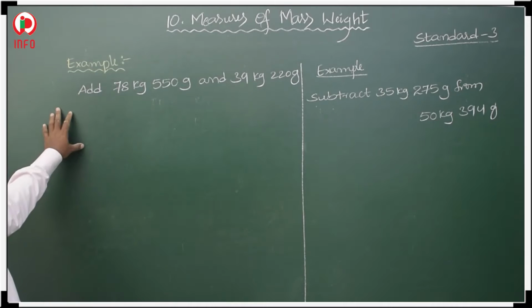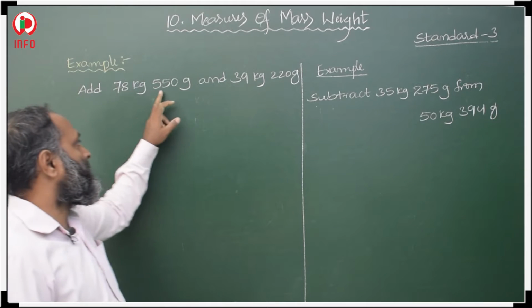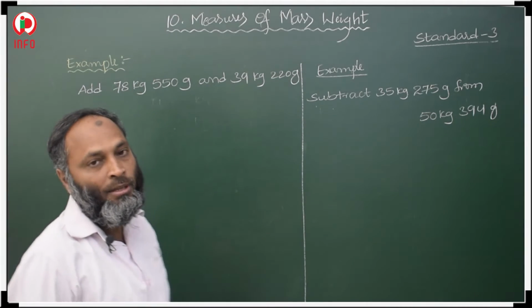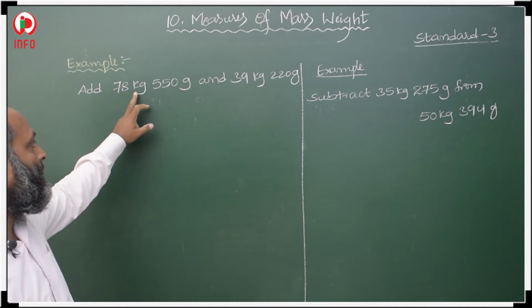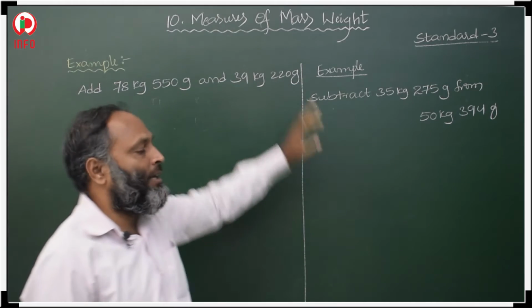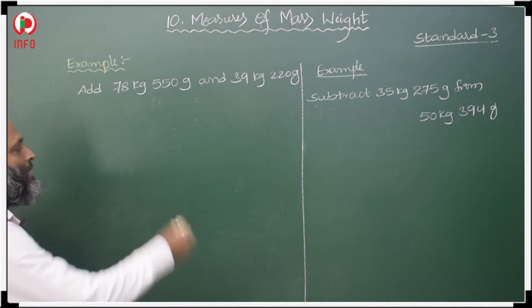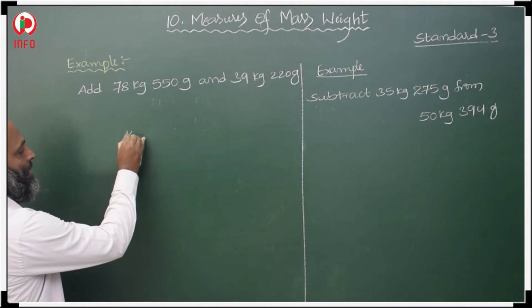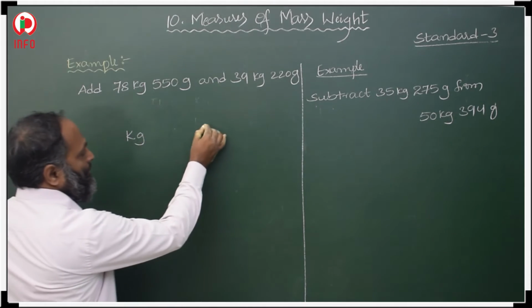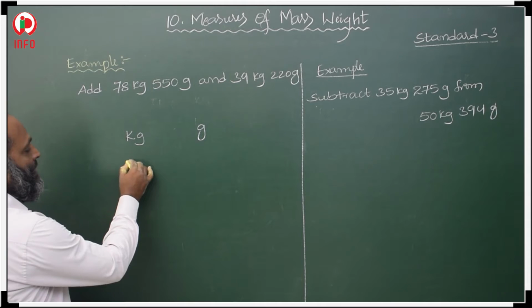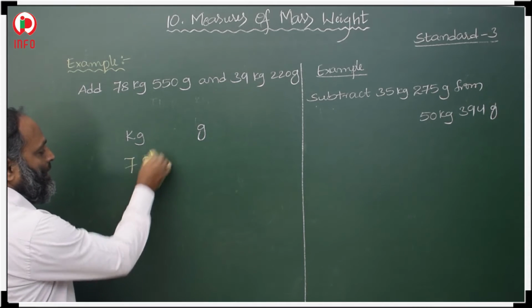Now, in this example, add 78 kgs 550 grams and 39 kgs 220 grams. Here the combination of kilograms and grams is given. When kilograms and grams are given, how do we add? See here, first we have to write kg, kilograms, and after that grams. In the first one, 78 kgs.